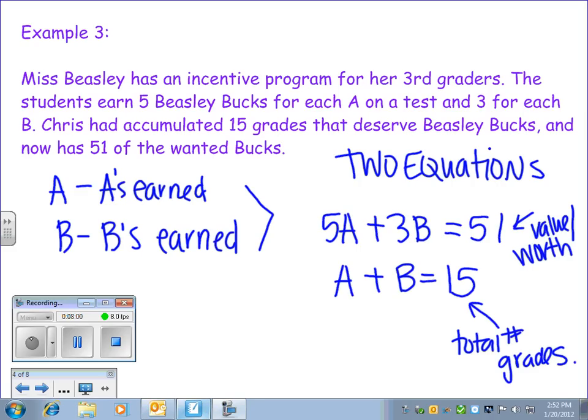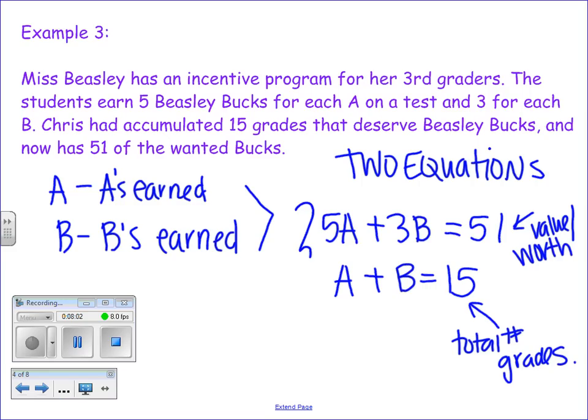Okay, you guys, so these are my two equations right here. This is my system. I said, and keep in mind these could be in any order. You could have your second equation could be my first equation and vice versa.